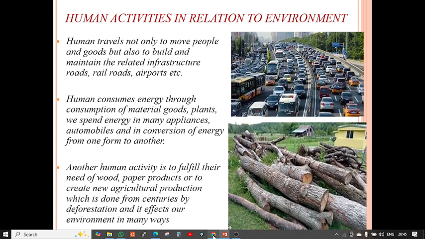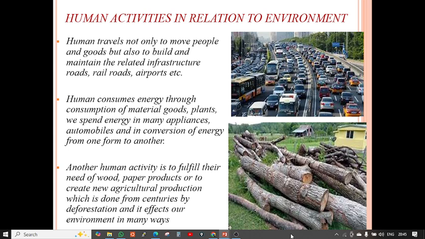The consumption of goods and materials in plants spends a huge amount of energy, and whenever you run a mobile or laptop, you are also utilizing energy. Appliances and automobiles are conversions of energy from one form to another. This is a basic human need, because without energy we cannot grow or develop. But whenever we utilize energy, the byproduct is pollution, so we alter the environment.